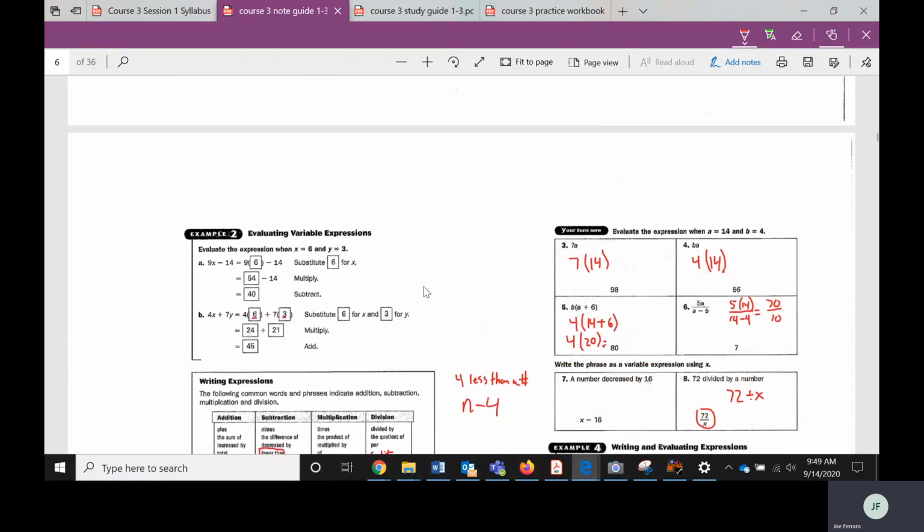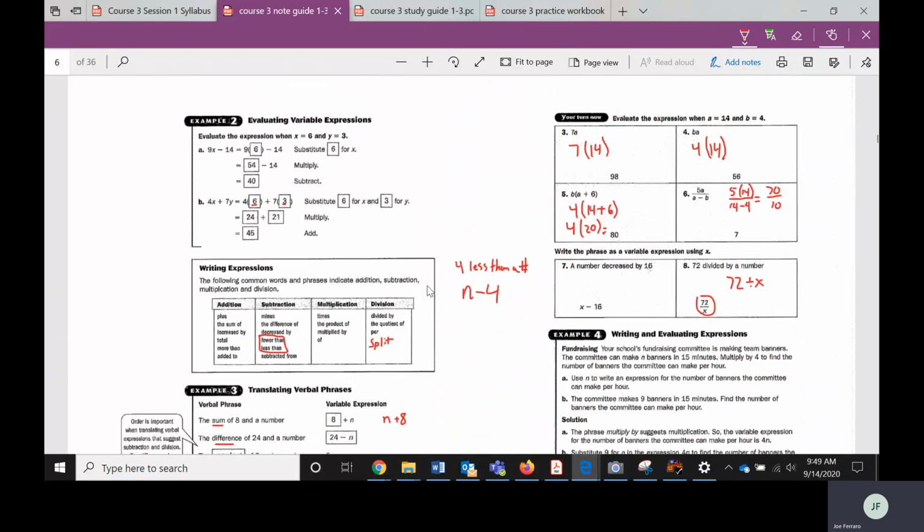Okay. Turn the page in the note-taking guide. Just more problems on evaluating variable expressions. So the key here says evaluate the expression when x is 6 and y is 3. Just remember to always put the correct number in for the correct letter. So letter A only has the x, 9x minus 14. When a number is next to a letter, that means multiplication. So you put 6 in for x, so it means 9 times 6, which is 54. 54 minus 14 gives you the 40.